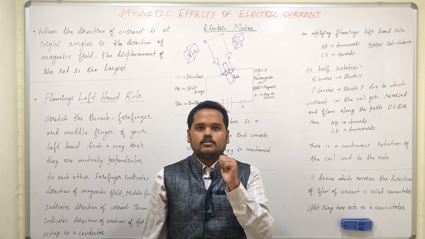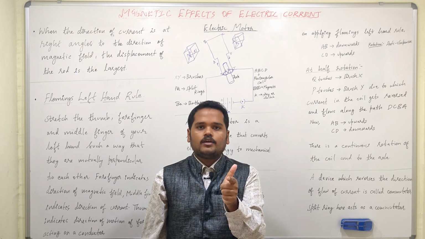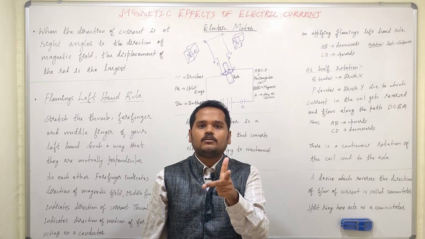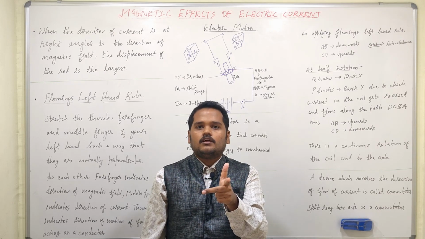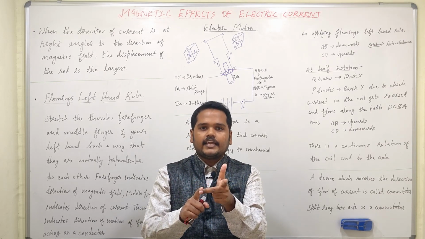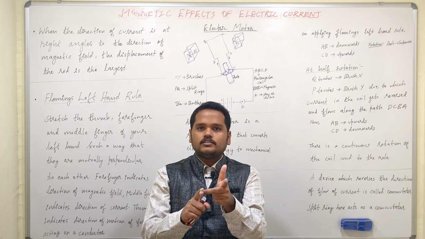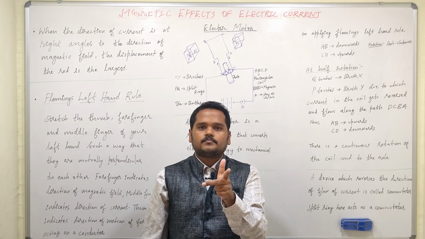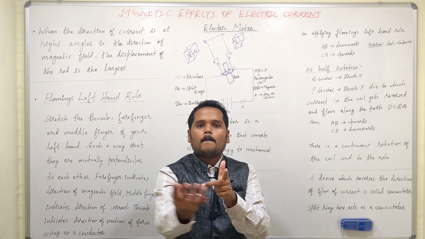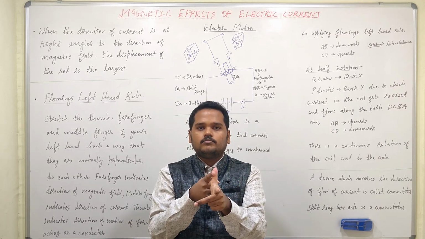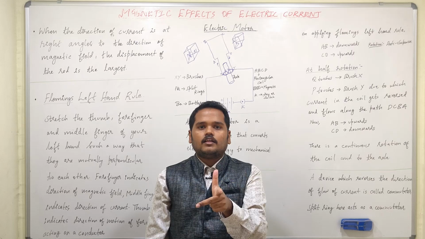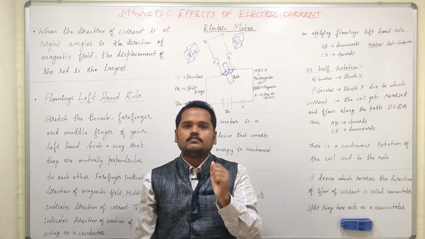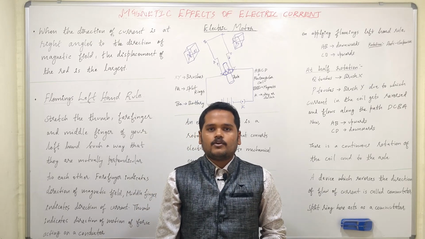Stretch your thumb, forefinger and middle finger mutually perpendicular to each other. Your middle finger indicates the direction of current. Your forefinger indicates the direction of magnetic field, and the thumb indicates the direction of motion of conductor. This is Fleming's left hand rule.